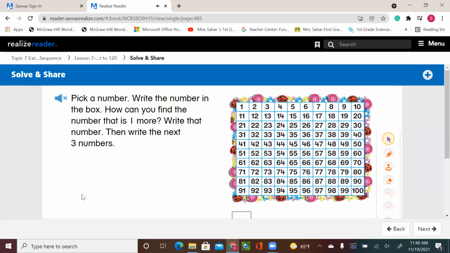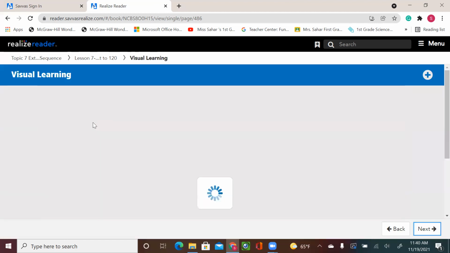Pick a number. Write the number in the box. How can you find the number that is one more? Write that number. Then write the next three numbers. So this is a 100 chart. There's 100 blocks and start from 1 all the way till 100. Okay, let's watch our video and come back to it. Answer this question.